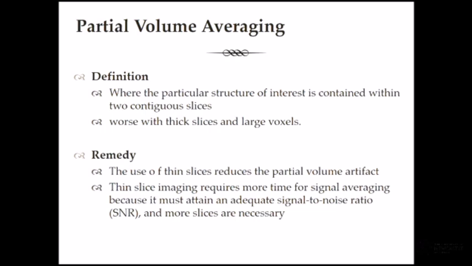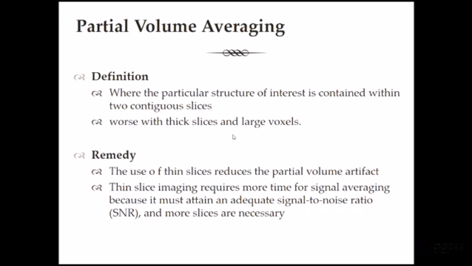Partial volume averaging. This is where particular structures of interest are contained within two contiguous slices. Do you know what contiguous is? So, next to one another. You've got one slice, you've got no gap, and another slice directly next to it. That's contiguous, as opposed to having a slice, a small gap, and then another slice. Lots of times you might scan through the brain with 4 millimetre thick slices with a 1 millimetre gap between. If you've got that gap, they're not contiguous. Contiguous means they're directly next to one another.